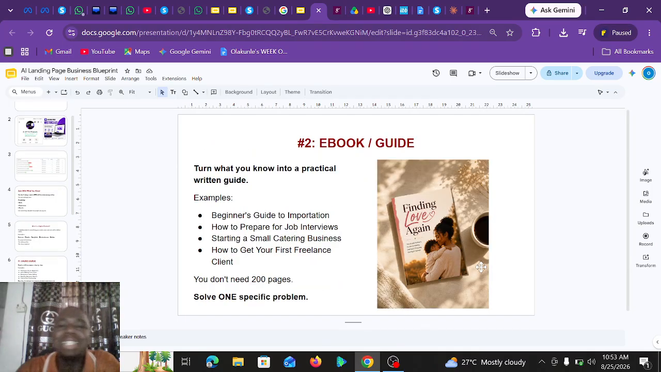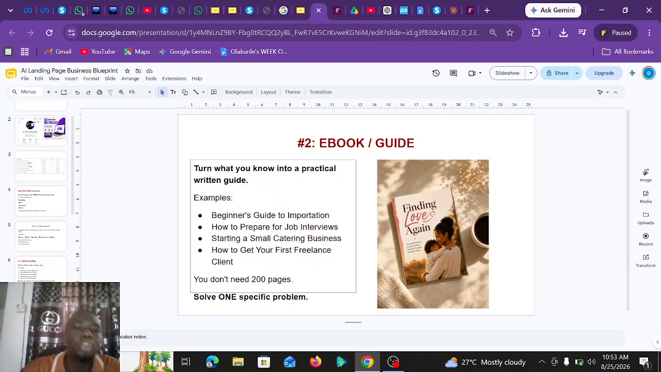So number two is ebook or guide. Now, if you look at this picture, a friend of mine and I discovered that there's a rise of single mothers on social media. So we decided to write an ebook to help single mothers find love again. So this is an ebook, right? You can see it. So we wrote it and we are selling it.